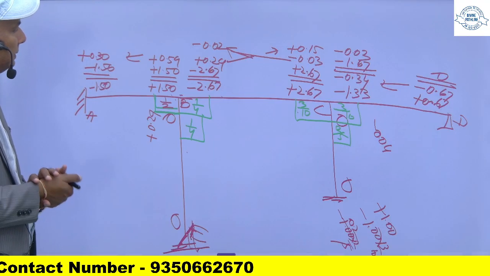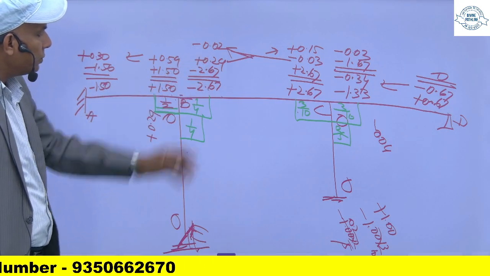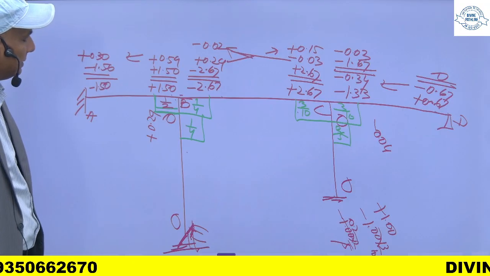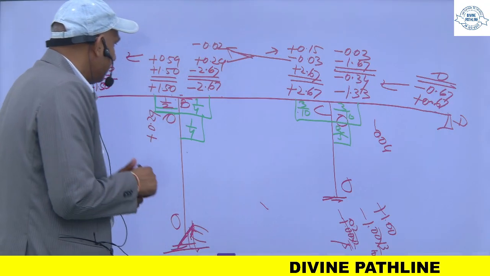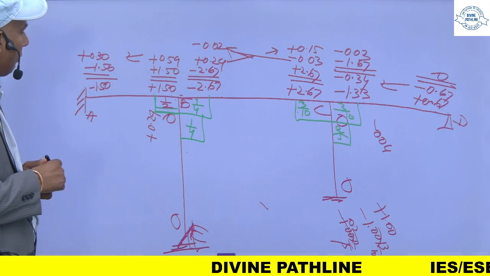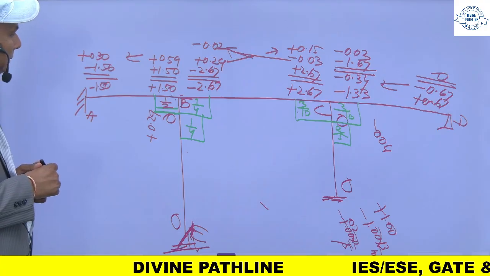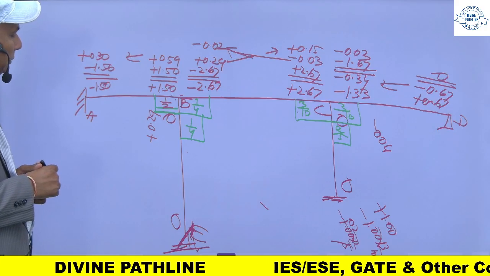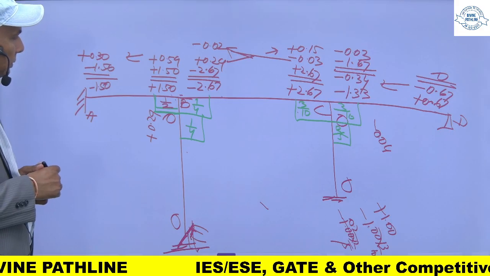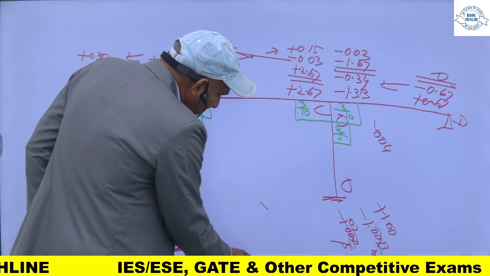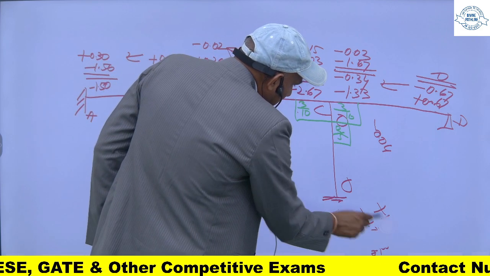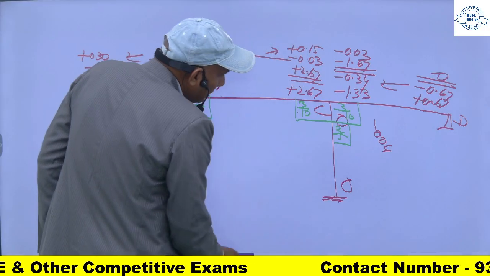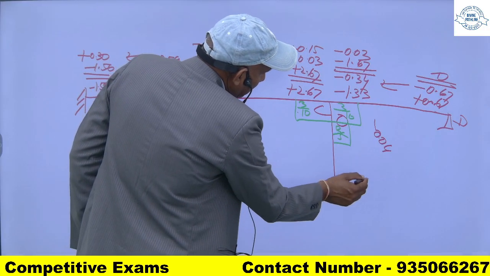Now this minus 0.02 is unbalanced. Oh, this end is fixed, so it means half of this will come here.